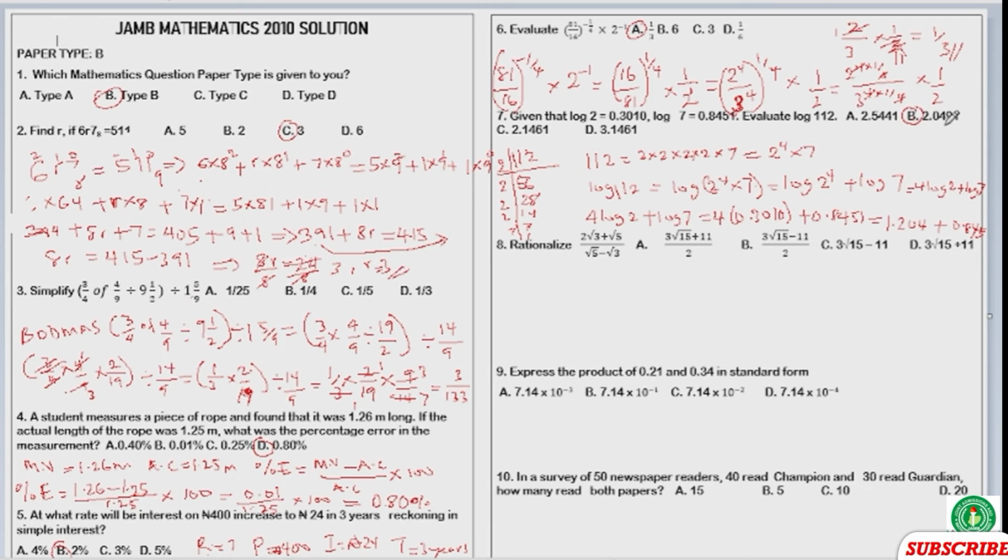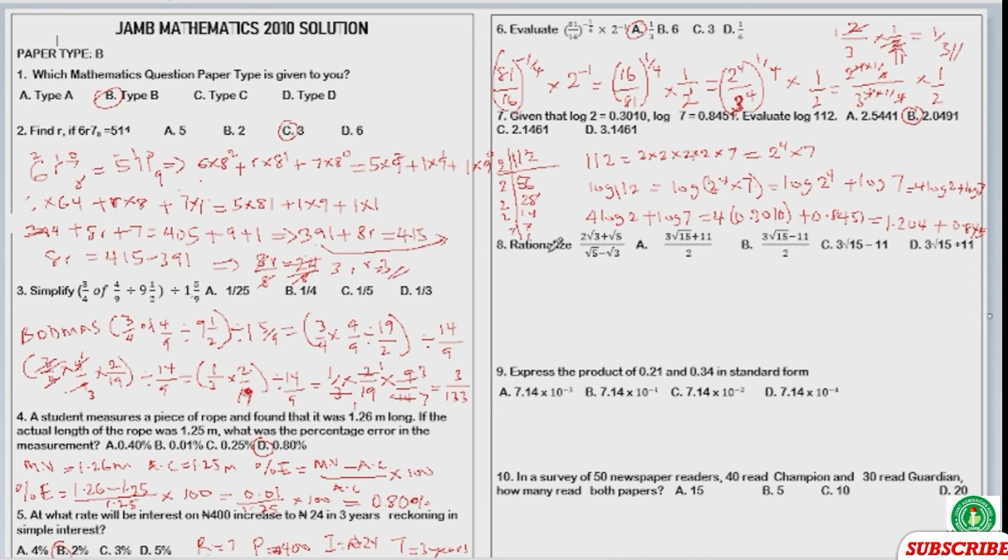So 2.0491. So that's how you solve problems like that. Now question number 8. Rationalize 2 root 3 plus root 5 all over root 5 minus root 3.